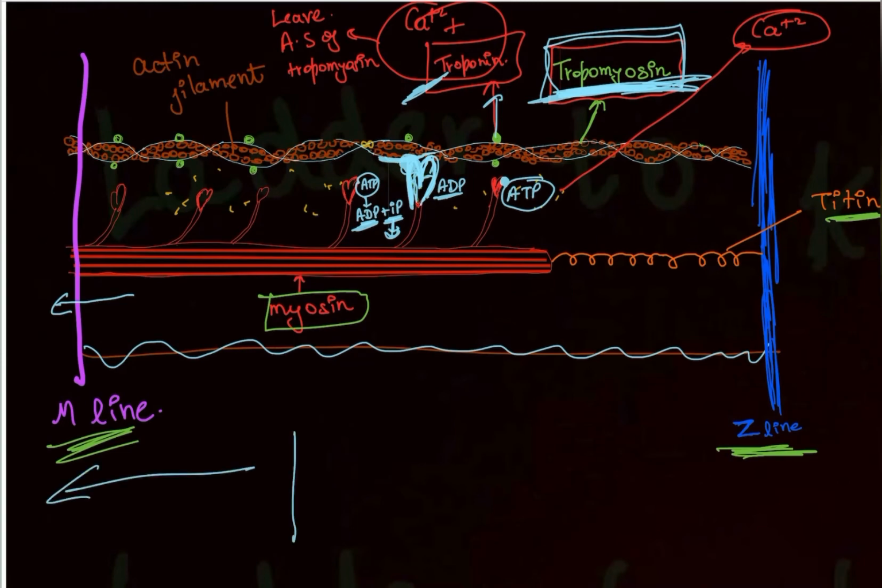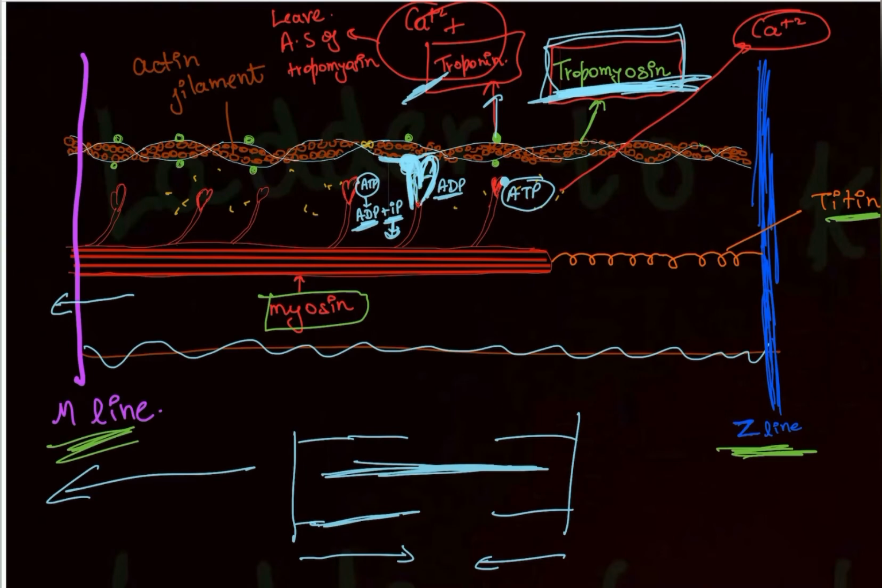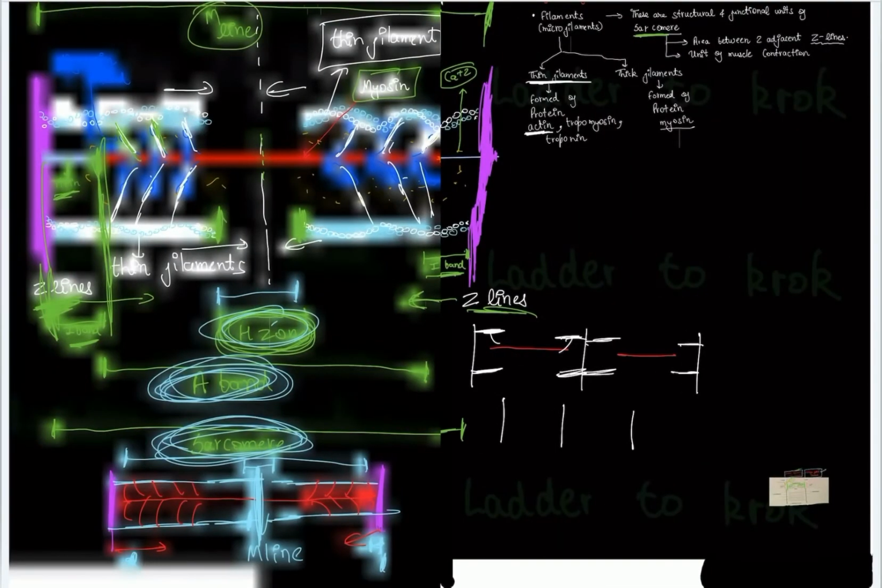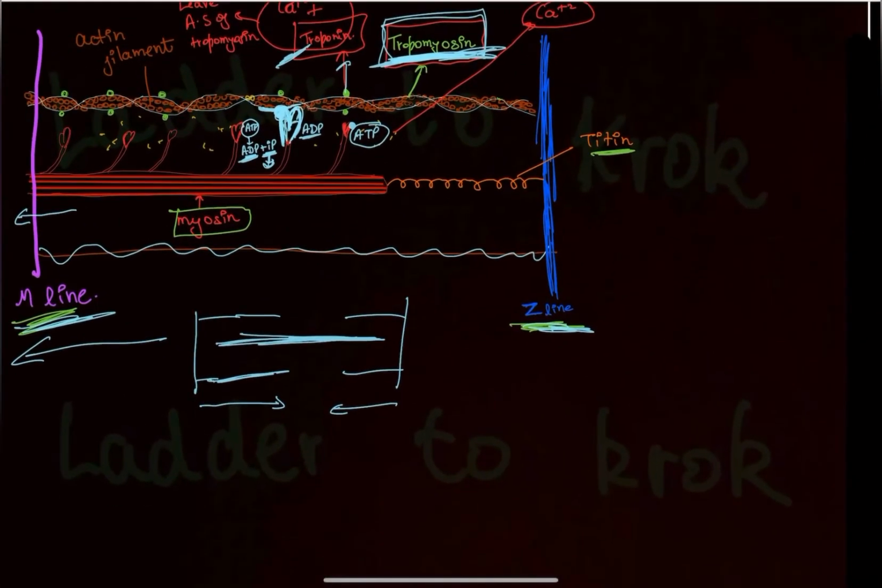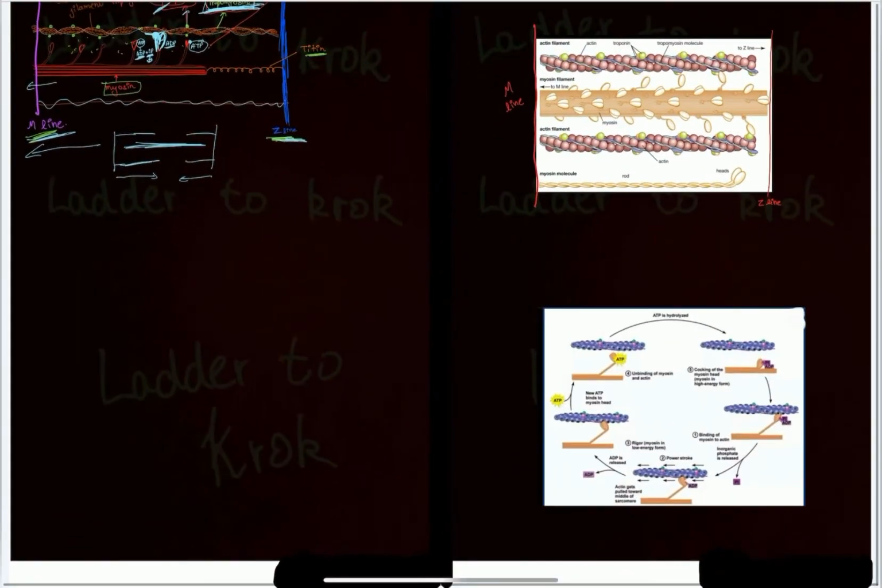So the contraction happens. As I already told you, these Z lines will come close. These myosin heads will join here and pull the actin filament, and the Z lines will come close to each other. The muscle contracts. In between we have myosin. This is a simple thing. This is the M line, this is the Z line. Remember, here we are only discussing the half part of this. Now I hope what I taught you is clear till here.